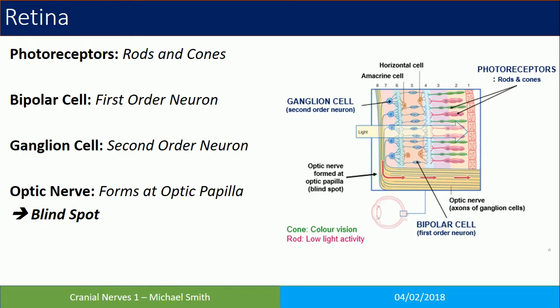So our retina has these receptors, which are our rod and cone cells, as you can see here. These receive the light and then transmit to our bipolar cells. Our bipolar cells then pass the information on to our ganglion cells, which form part of our optic nerve, and our optic nerve is then our second order neuron that runs back.